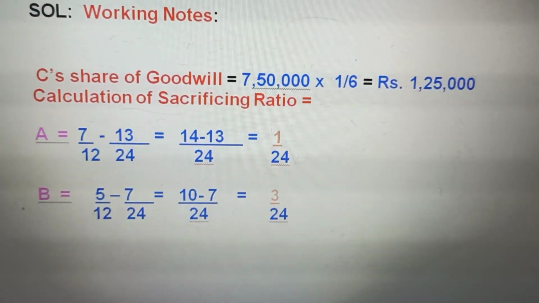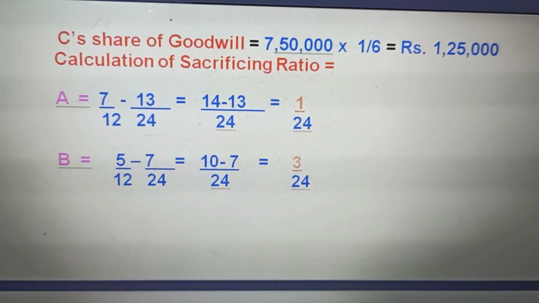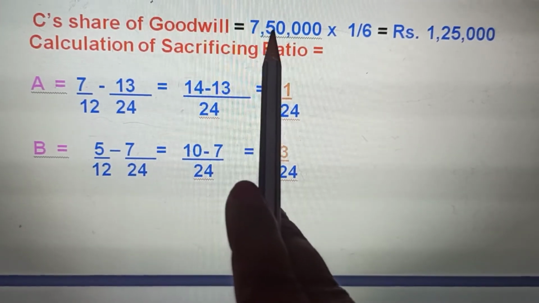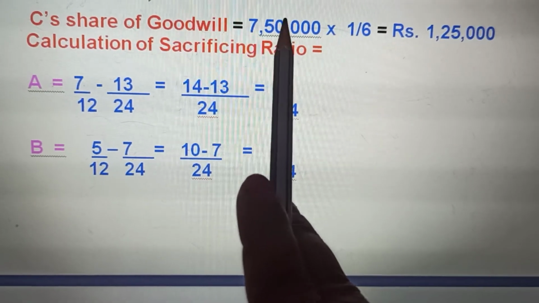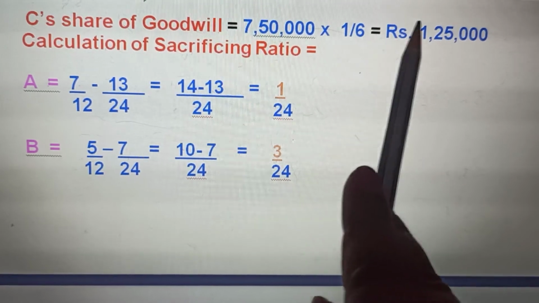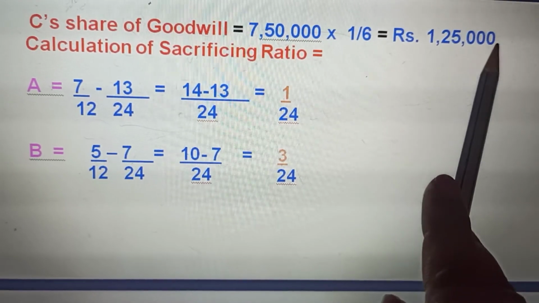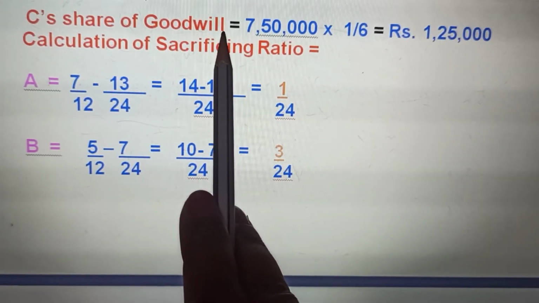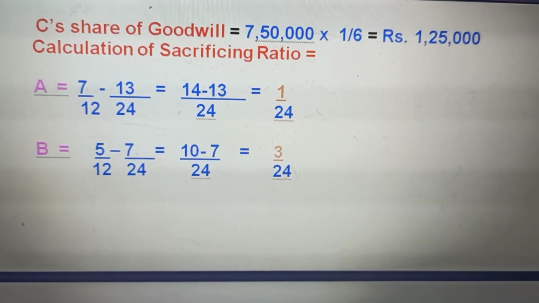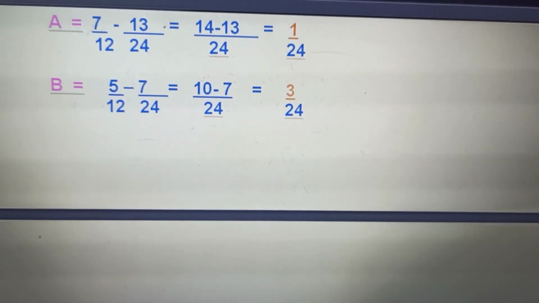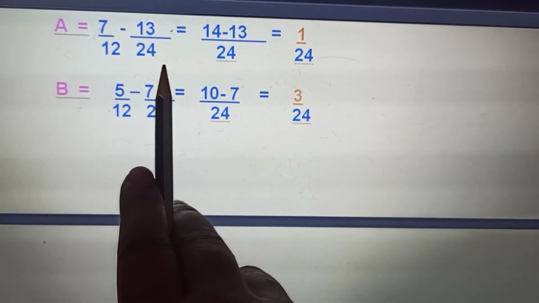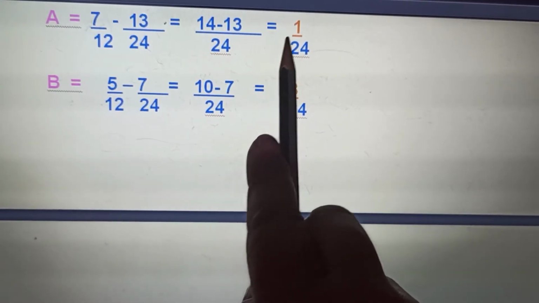Assets are always debited. The same entry, the same treatment. Let us calculate C's share of goodwill first. 7,50,000 is the total amount of goodwill valued at that time. C's share is 1/6, so it becomes 1,25,000. Calculation of the sacrificing ratio is done in the same manner: the old minus the new. A's old ratio is 7/12, the new ratio 13/24. We get 1/24.